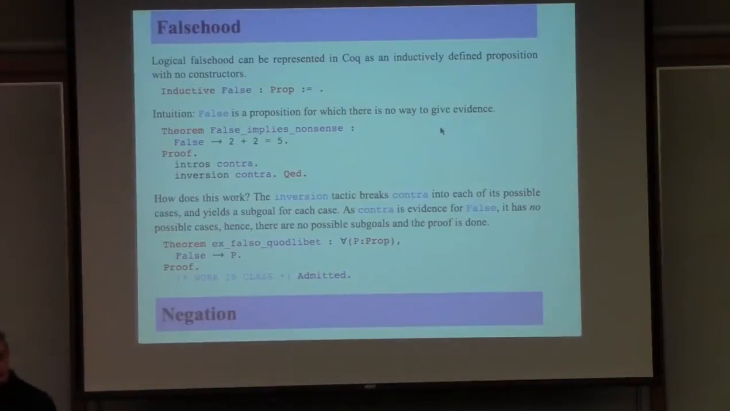Falsehood is representable in Coq in a particularly trivial way. So this is an inductively defined proposition. It looks funny, but it's a perfectly legal one. It has zero constructors.